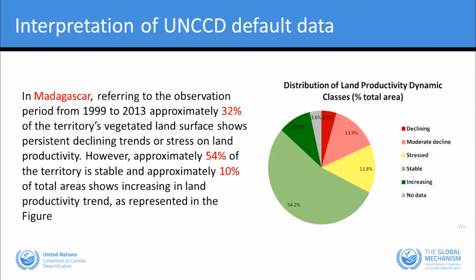In this figure, you can see the distribution of land productivity dynamic classes in Madagascar. It refers to the observation period from 1999 to 2013. Approximately 32% of the territory's vegetated land surface shows a persistent declining trend or stress on land productivity. However, approximately 54% of the territory is stable, and approximately 10% of the total area shows an increasing land productivity trend, as represented in the figure. It is a country overview.